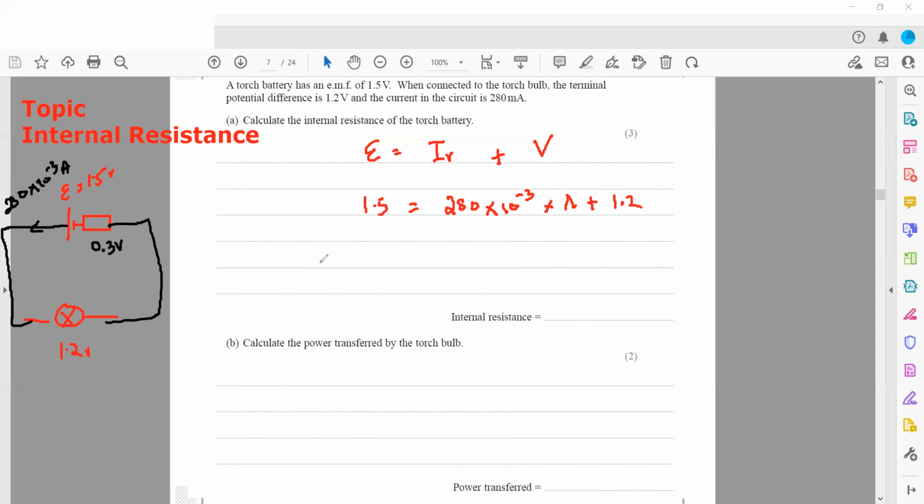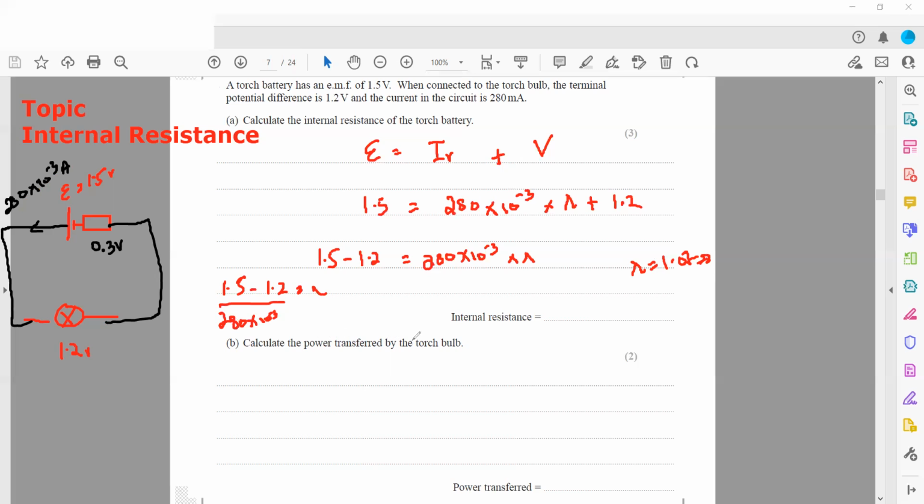This will move to the other side. So it will be 1.5 minus 1.2 is equal to 280 into 10 to the power minus 3 into r. This 280 into 10 to the power minus 3 is multiplied, so on the other side it will be divided. So r is 1.5 minus 1.2 divided by 280 into 10 to the power minus 3. This will give us the value of the internal resistance, which is about 1.07 ohm.